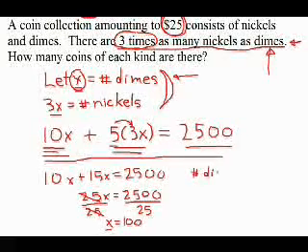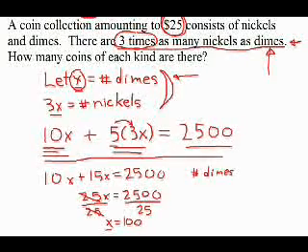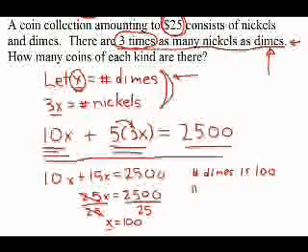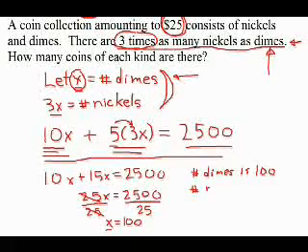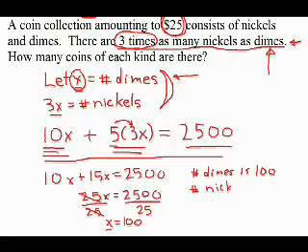You'll notice the question asks how many coins of each kind there are. So we not only have to say how many dimes there are, we also have to say how many nickels there are. And we're told here that we have 3 times as many nickels as dimes, so therefore the number of nickels has to be 300, because 3 times 100 is 300.